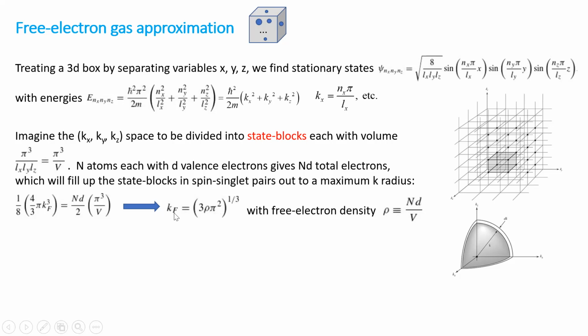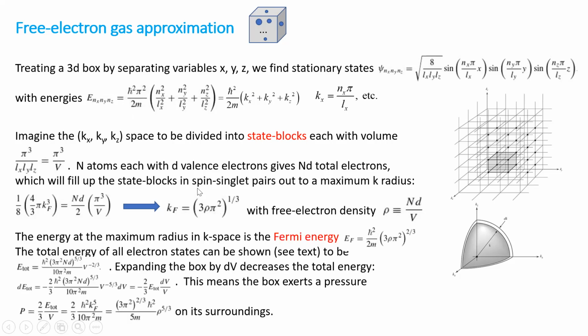Okay, well, we know that K is related to the energy, right? Because energy is proportional to K squared. So the energy at this maximum radius Kf in k space is called the Fermi energy. And that's actually why we use the subscript F, because Enrico Fermi, the physicist, did a lot of work on this type of system. So it's named Fermi in his honor.